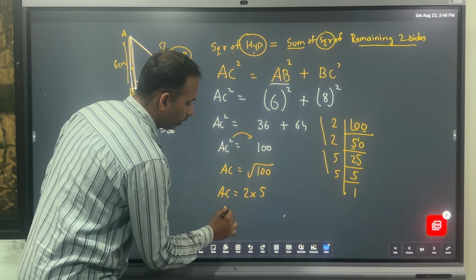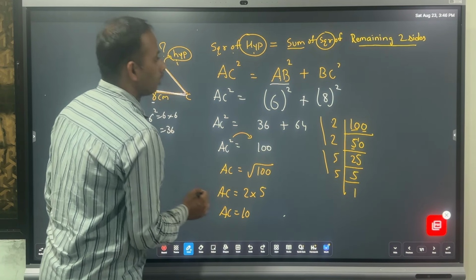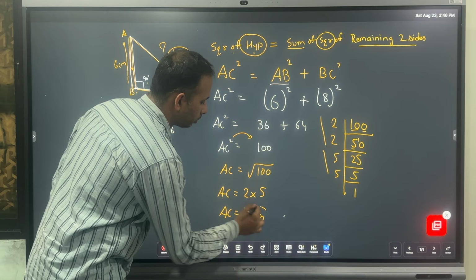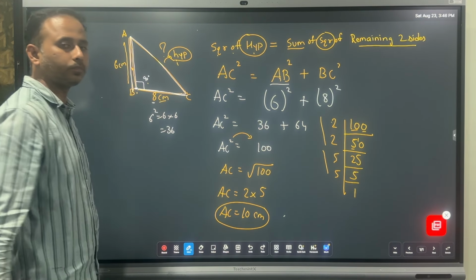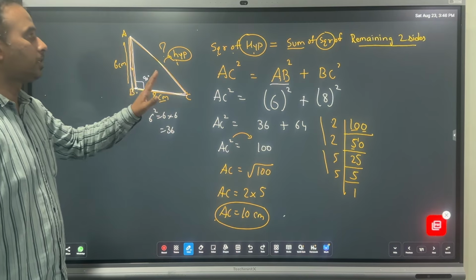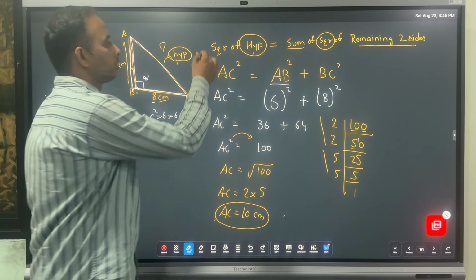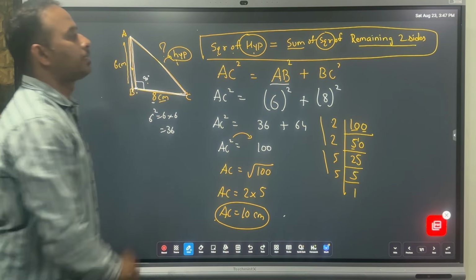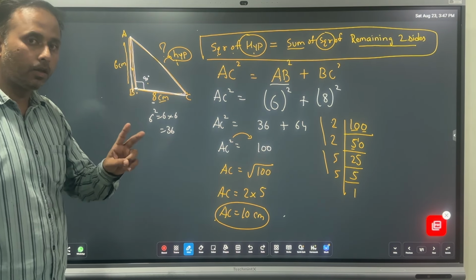So we will get how much? 10. Okay, so the dimension is in centimeters, so AC is equal to 10 centimeter. This is how we have to find AC by using Pythagoras theorem. This is the statement of Pythagoras theorem, you have to remember. The same way we are going to solve the second one of this main.